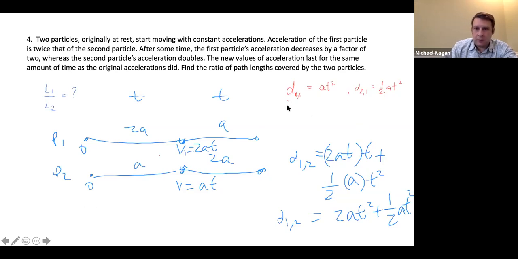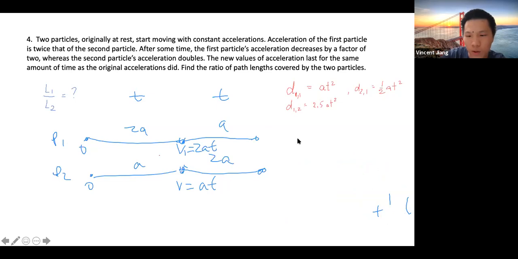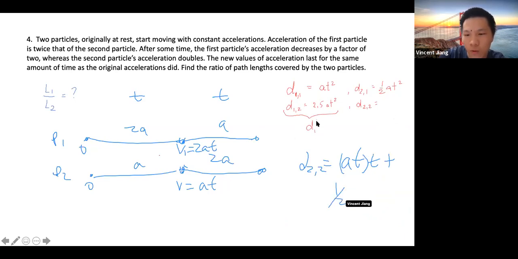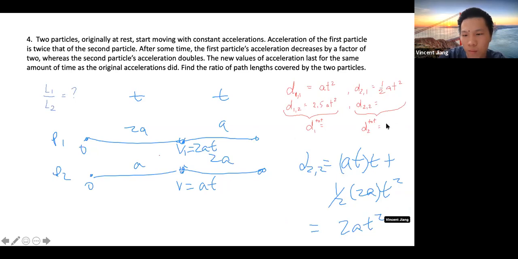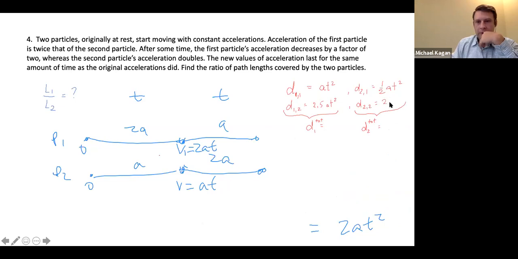Yeah, let me put it up here. D1,2 is 2.5, right? Yeah. Okay. And for the last one, you just do the same thing. d2,2 is equal to at times t plus 1/2 times 2a t squared. That's going to give you just 2at squared. Folks, what do you think?